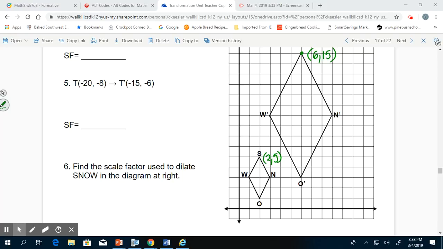So I can rewrite that. We again use our prime over our original. So we have 6 divided by 2 or 15 divided by 5. In either case, I know the scale factor is 3.